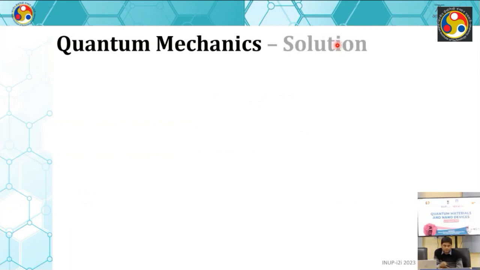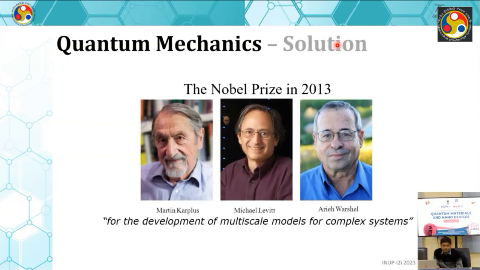But then, thanks to these three gentlemen who came with a solution, the so-called development of multi-scale models for complex systems, for which they won the Nobel Prize in 2013. They are Martin Karplus, Michael Levitt, and Arieh Warshel, for the development of a hybrid approach, where the main part of the system is described using quantum mechanics, and the remainder of the system is described using molecular mechanics. So let's see what this method is all about.